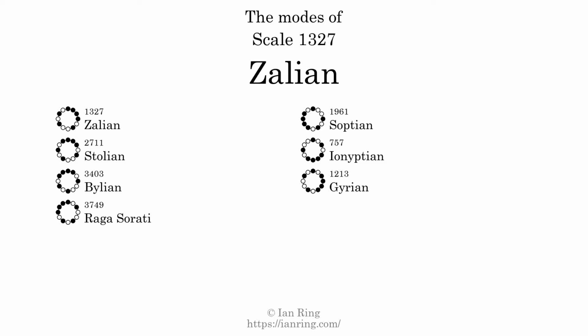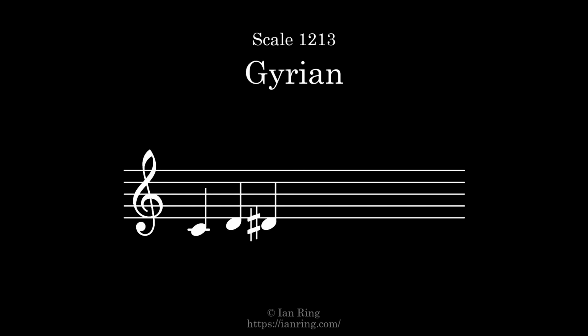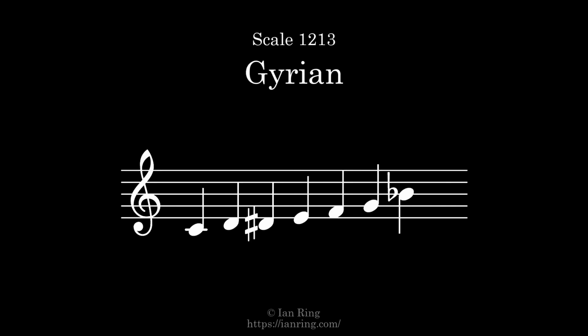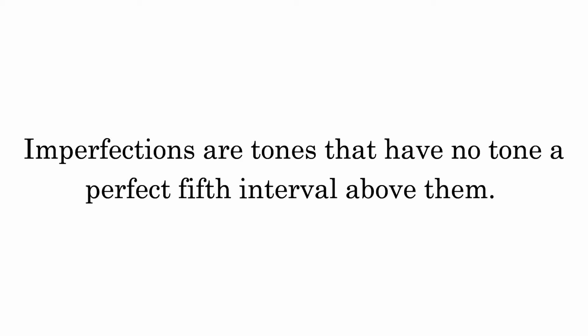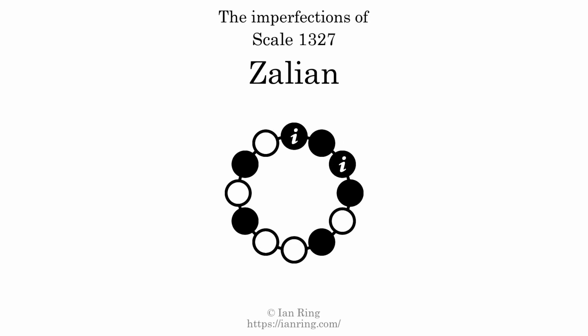The seventh and last mode is scale 1213, also known as Zalian. It sounds like this. Imperfections are tones that have no tone a perfect fifth interval above them. This scale has 2 imperfections. They are at positions here and here.